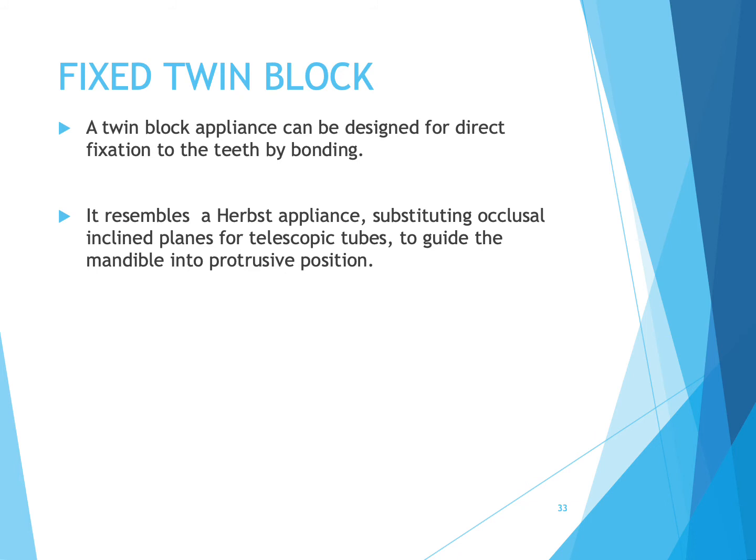The next one is the fixed twin block. The twin block appliance may be designed for direct fixation to the teeth by bonding. It resembles a Herbst appliance, substituting the occlusal inclined plane for telescopic tubes to guide the mandible into protrusive position. I will explain more about the Herbst appliance in the next two slides.